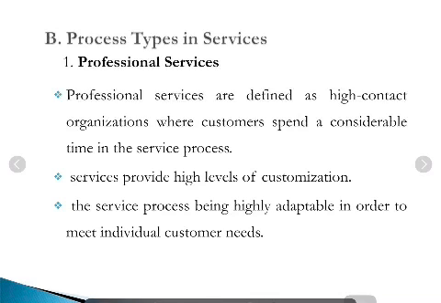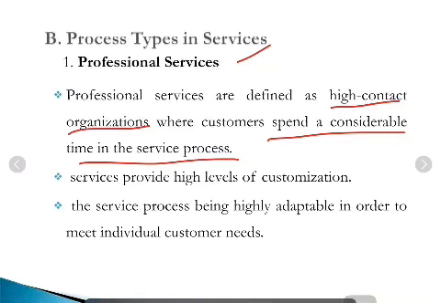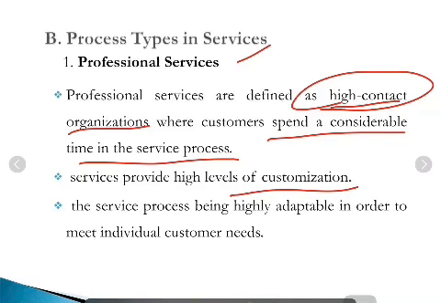And if you see the service type of production system, the first process type is professional services. Professional services are defined as high contact organizations where customers spend a considerable time in the service process. In such a case we have high contact with customers, who spend considerable time in the service operation. Services provide a high level of customization.